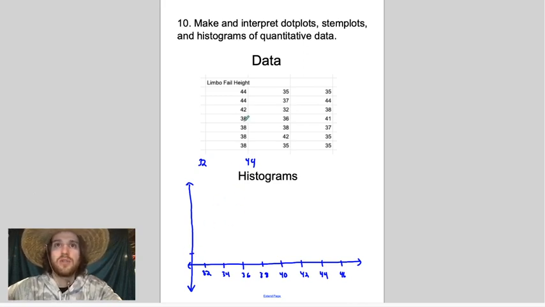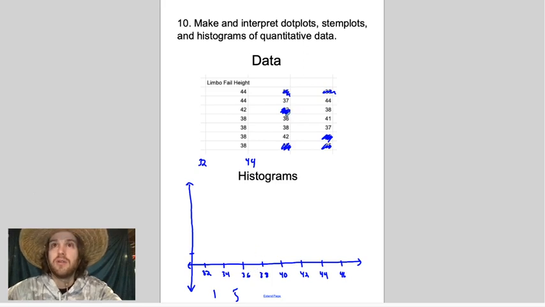Let's do our columns here. So I'm going to write the number in between 32 to 34. So that's 32 and 33. I think there was only one. 34 to 36, so we'll cross that off. 34 to 36. That's 1, 2, 3, 4, 5. 36 is not included in that interval. So we've got 5 in between here.